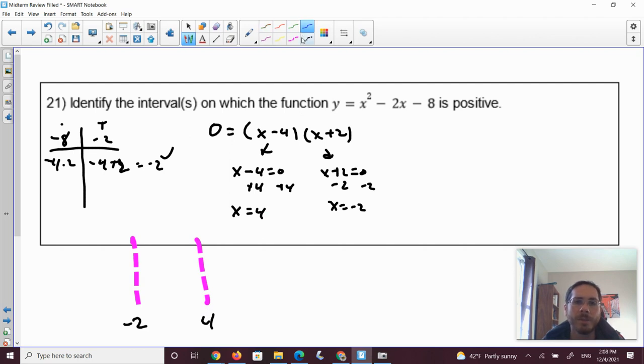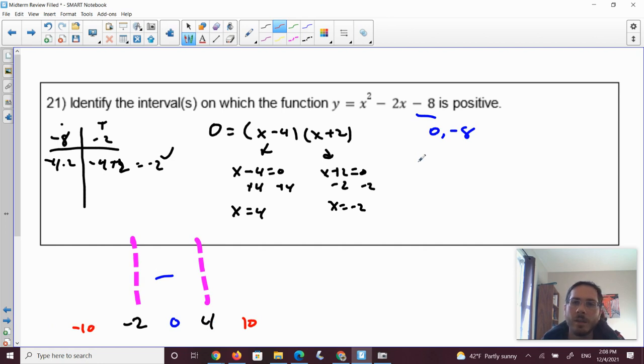And now I've just got to test my points. So if I plug 0 in here, I know I'm going to get negative 8. That's why 0 is an awesome test point. We know that that's negative. So that part of the sign chart is negative. If I were to plug some other numbers in, so we tried 0. Again, I like to pick 10 and negative 10 because it usually makes the math easy.